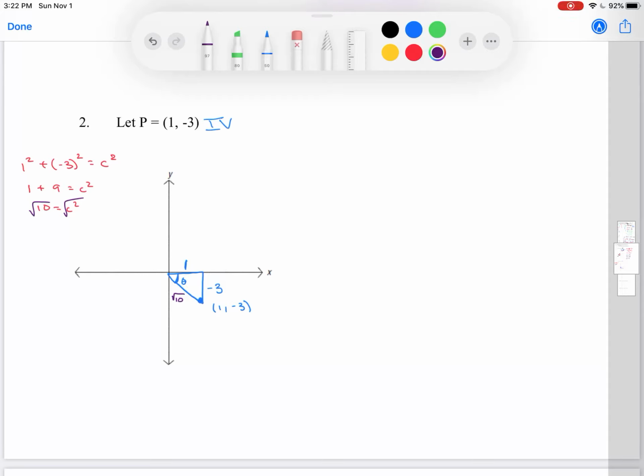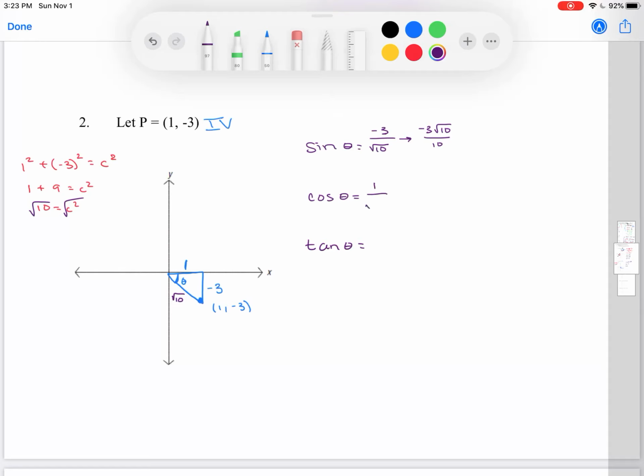And I get 1 + 9 = c squared. That gives me a 10. Square root both sides, can't break anything down. So this hypotenuse is going to be the square root of 10. I got all 3 sides now, so I can figure out what my sine of theta is, my cosine of theta, my tangent of theta, and I can follow suit with the last three after this.